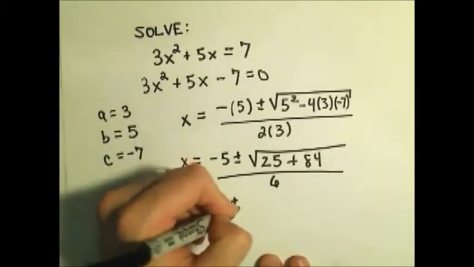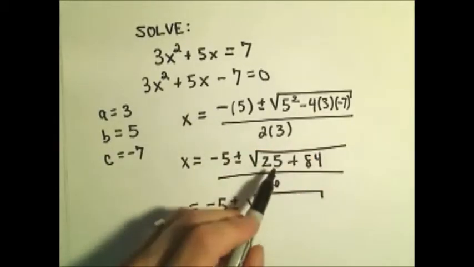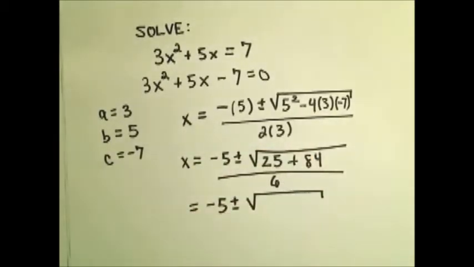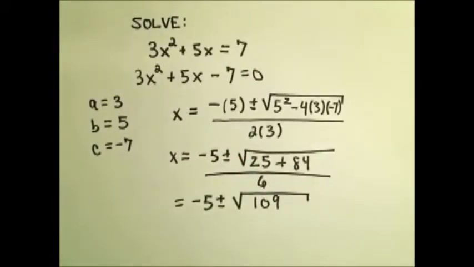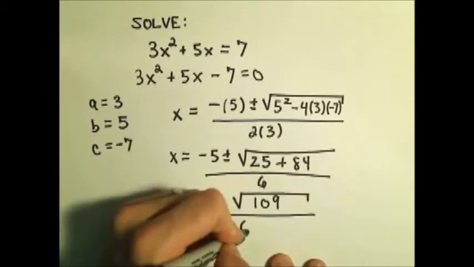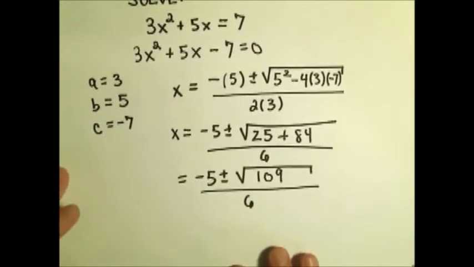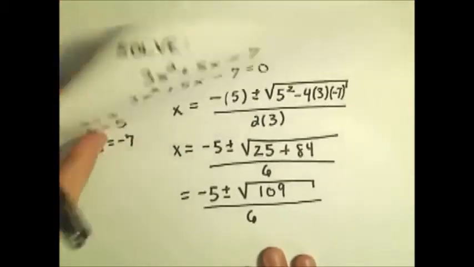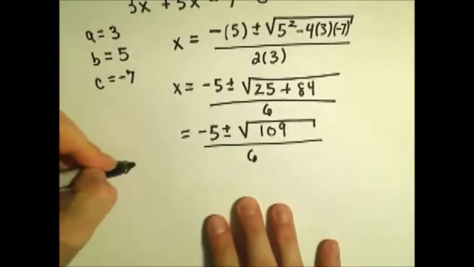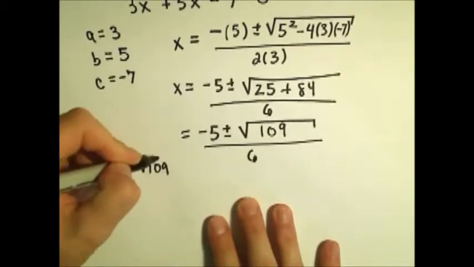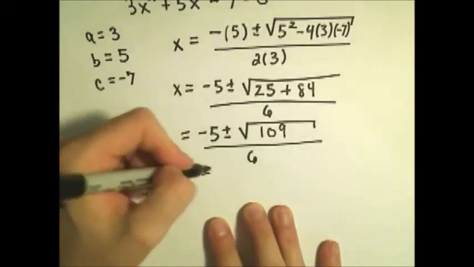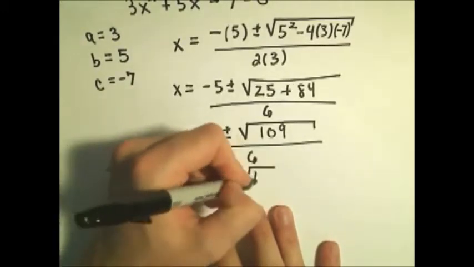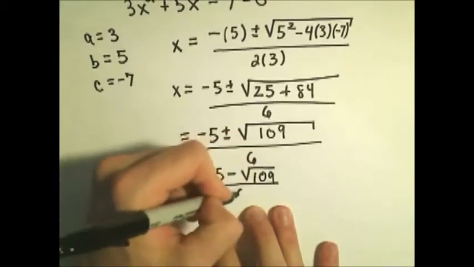So we have negative 5 plus or minus the square root. Let's see, 25 and 84. I believe that's going to give us positive 109 when we add those together. And all of that's going to be divided again by 6. If you wanted to, we can break this down into our two separate statements. So we've got negative 5 plus the square root of 109 divided by 6 as one solution. Our other solution will be negative 5 minus the square root of 109 divided by 6.